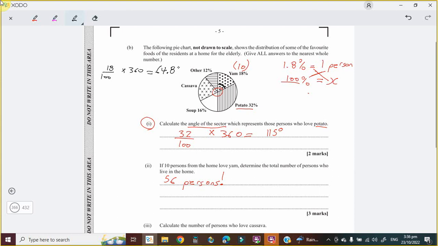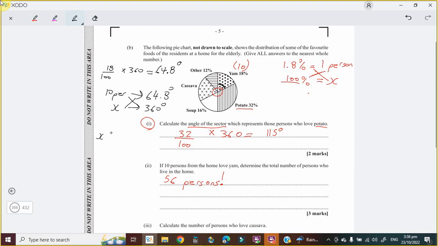Yeah, as I said, don't worry about apply. So this is 64.8 degrees. As we know, the number of persons for yam is 10, so we can say 10 persons go to 64.8 degrees. And then 360 is the total for the sector, go to x, cross multiply again.